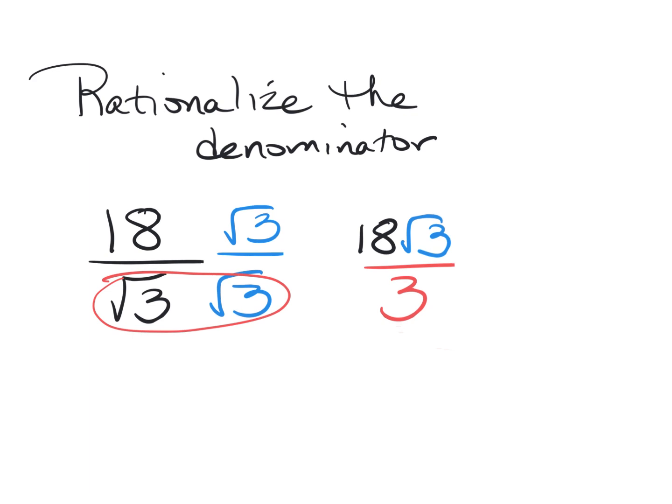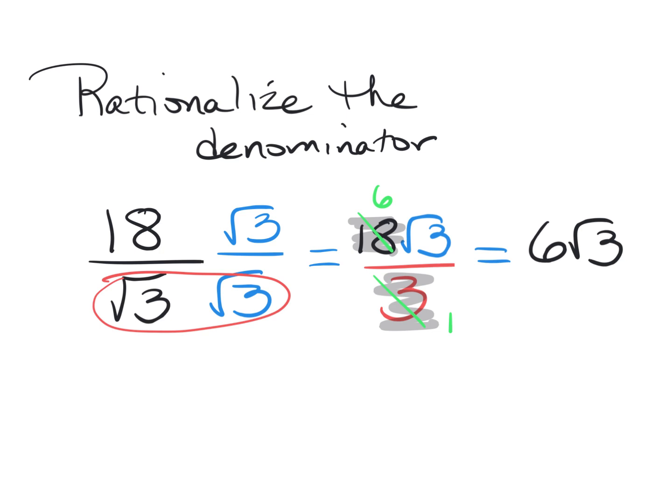And now, if your fraction can be reduced by simplifying outside numbers with outside numbers, I could actually simplify the 18 and the 3. I can divide them both by 3, make this a 1, make this a 6. So my final answer here is 6 square root 3.